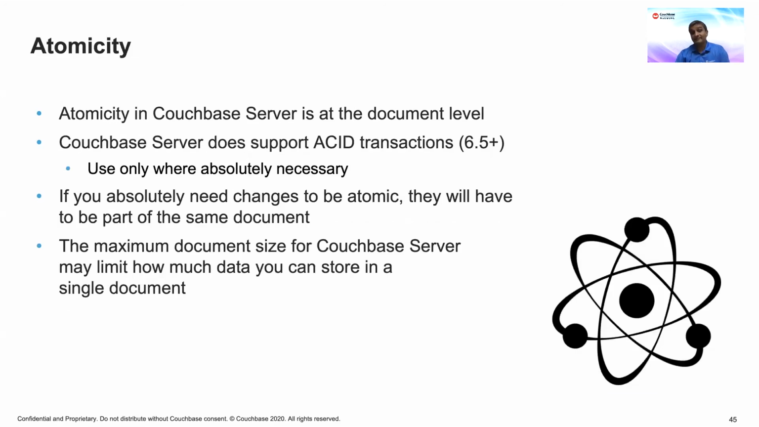Atomicity. When you're talking about atomicity, remember that atomicity at the Couchbase server is at the document level. Of course, we have ACID transactions. You're going to use ACID transactions only when it's necessary. And there's a beautiful talk about ACID transactions here, so please stay tuned. If you absolutely need changes to be atomic, then you'll have to make them part of the same document. But if you're putting everything within the same document, the document size becomes bigger, and you have all the issues that we discussed earlier.